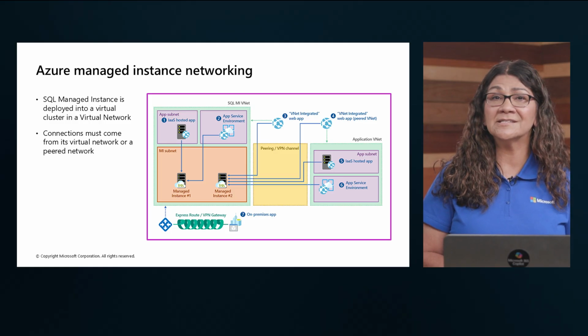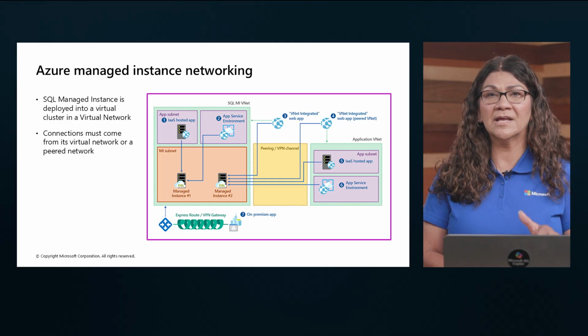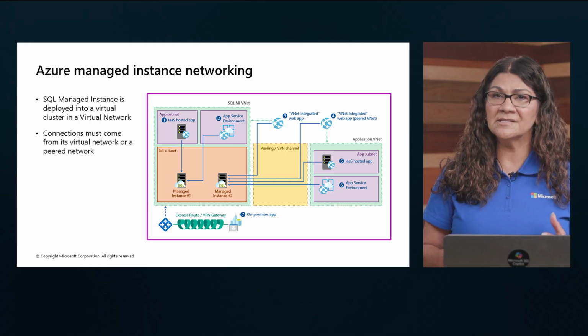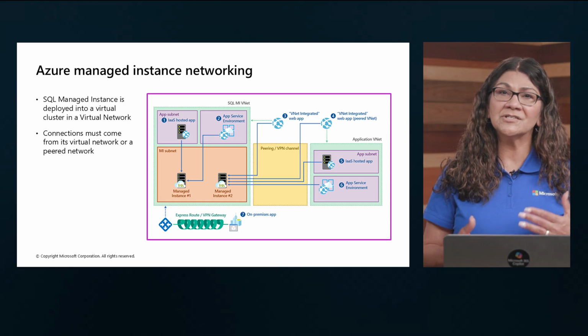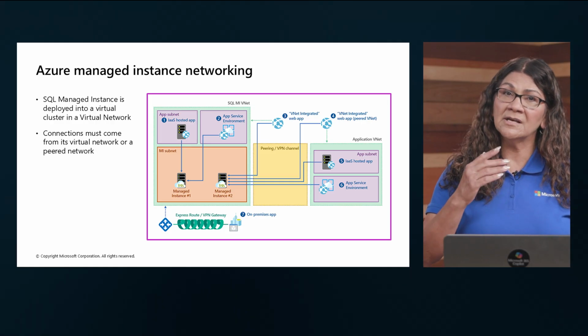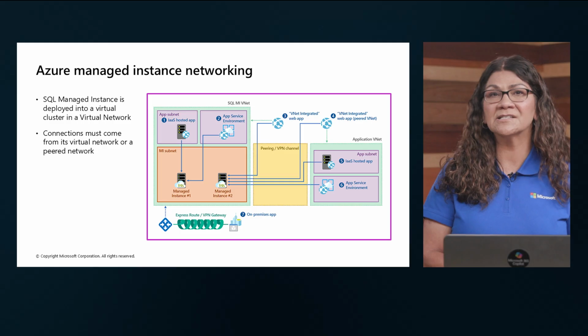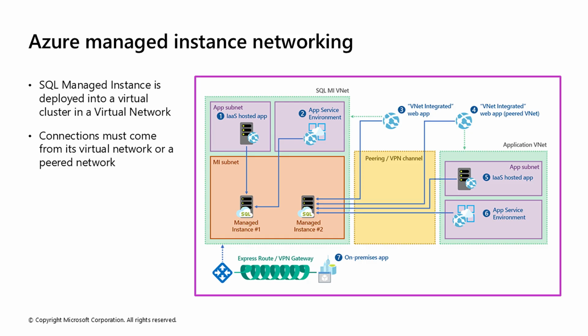Each VNet contains subnets for apps and services, with the SQL managed instance subnet specifically hosting managed instance 1 and 2, and SQL managed instances are deployed into a virtual cluster inside of a VNet. And all connections must originate from that VNet or be a peered network. This setup supports direct access from applications within the same VNet and secure connectivity from other VNets or even on-premises environments via maybe VNet peering, VPN gateways, or ExpressRoute.